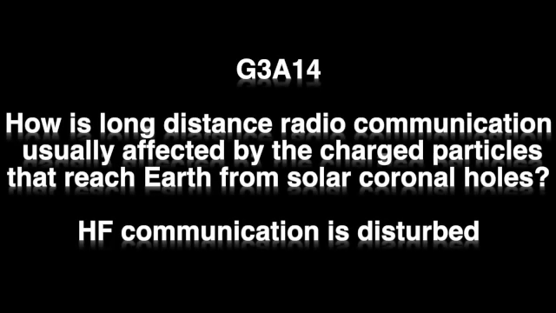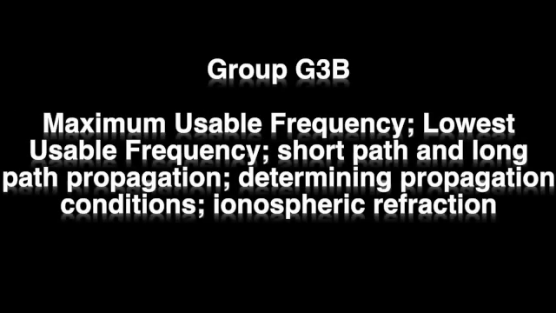G3A14. How is long-distance radio communication usually affected by the charged particles that reach Earth from solar coronal holes? HF communication is disturbed. Group G3B maximum usable frequency, lowest usable frequency, short path and long path propagation, determining propagation conditions, ionospheric refraction.